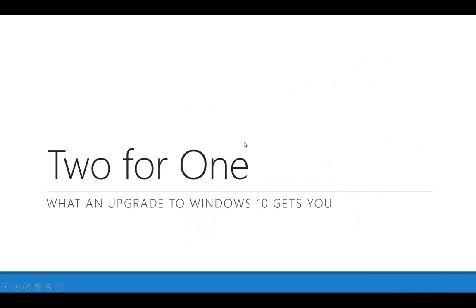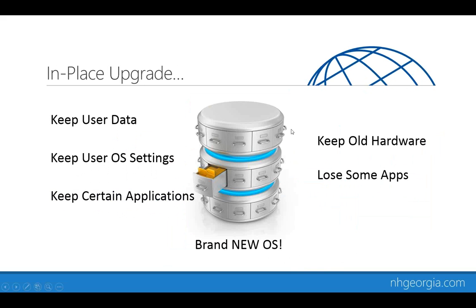All right, so let's go into the goods and bads here as far as when I do an upgrade. What an upgrade to Windows 10 is going to get you. If you do an in-place upgrade, no migration necessary. You keep your user data, you keep your user settings, you keep certain applications, again, as long as they're compatible with Windows 10, they're already installed in your old OS, they're perfectly functional and working in the Windows 10 OS, you're good. You also get a brand new OS.